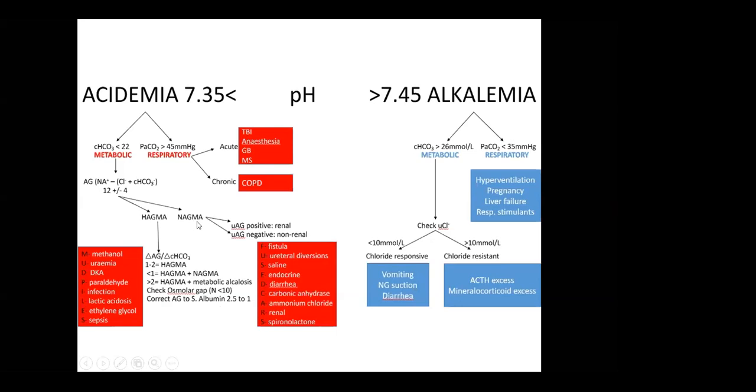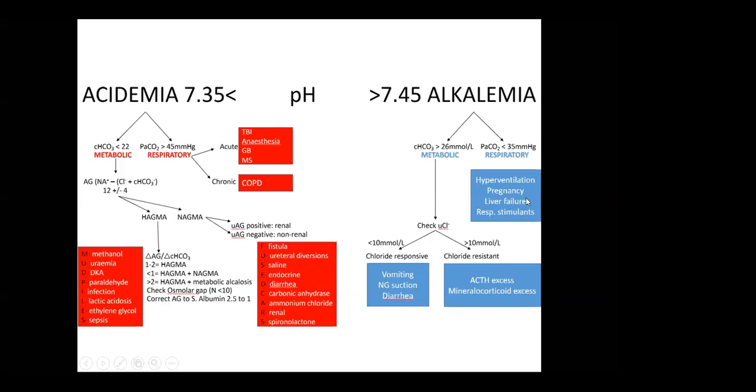In this case, we have to calculate the urinary anion gap. If it's positive, the cause of normal anion gap acidosis is mostly renal. If it's negative, the cause is non-renal. Again, in the red box, you can see the mnemonic for normal anion gap metabolic acidosis, FUSED CARS. By this way, you can memorize the causes of normal anion gap metabolic acidosis.